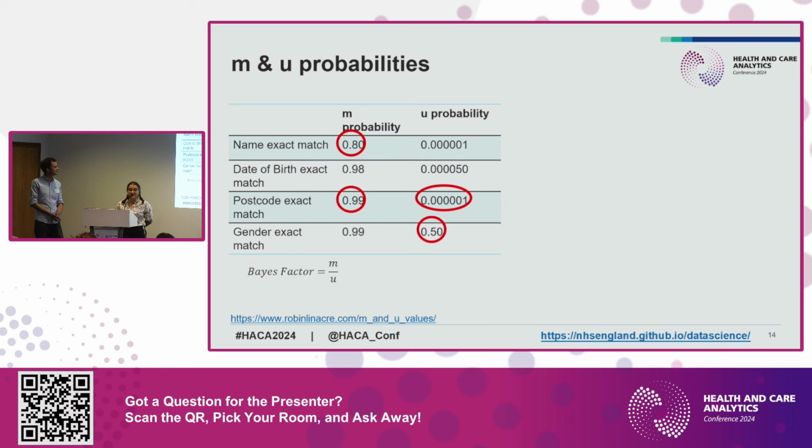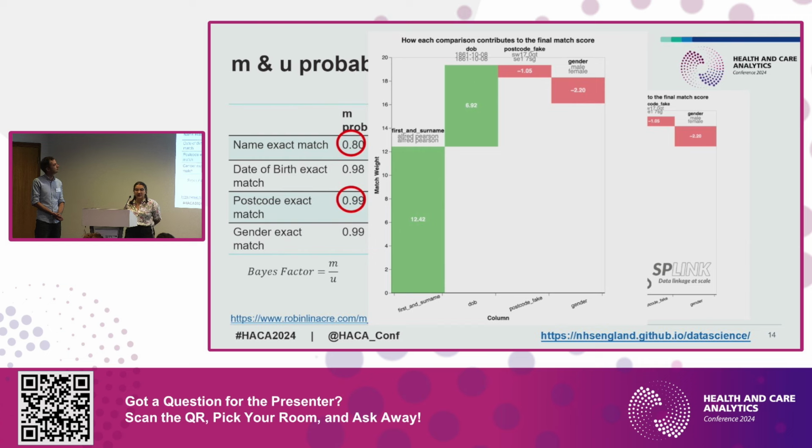These probabilities then get converted into a Bayes factor, which essentially is a weight towards how likely two records are to be a match. So each demographic can contribute to this likelihood. We can see that in this graph over here, a waterfall chart from Splink. For example, here, the first name and the surname match, and that's a big weight in favor of these two records being a match.